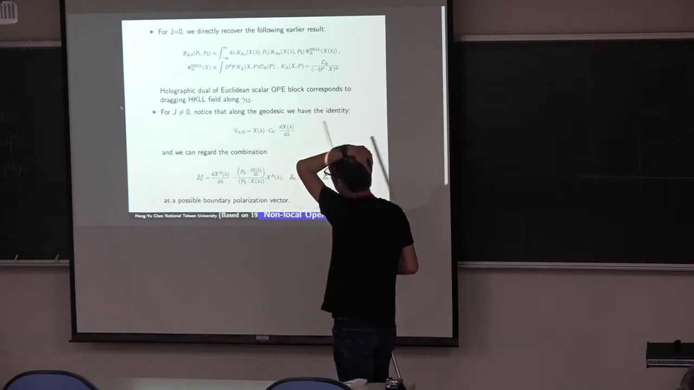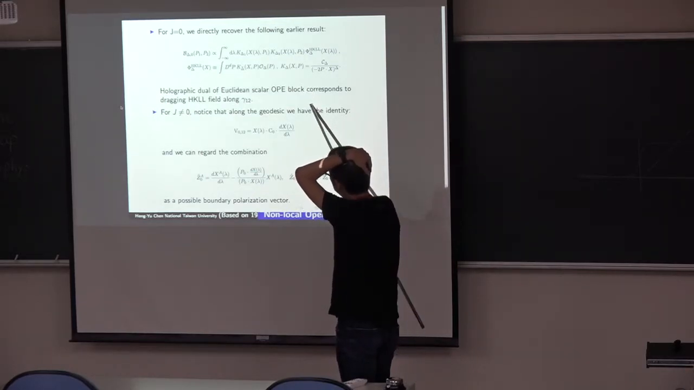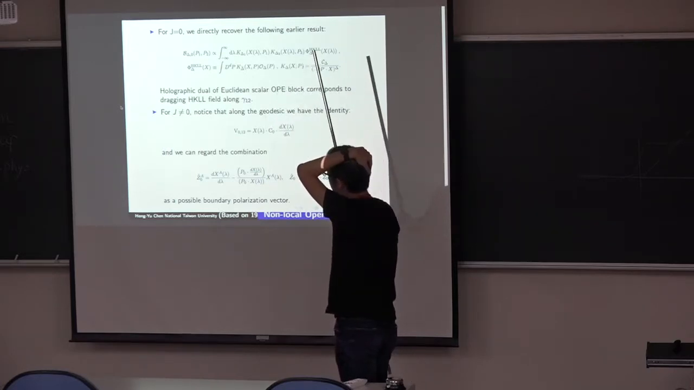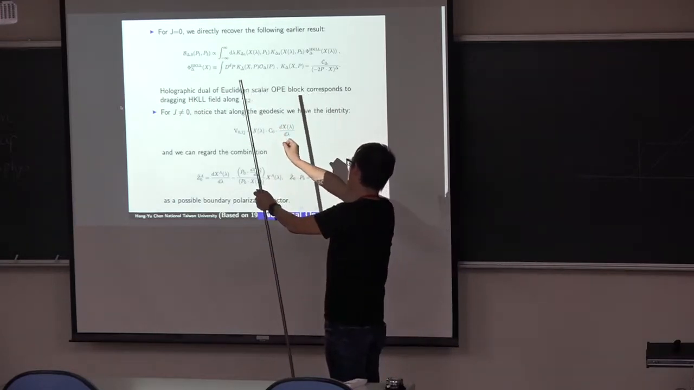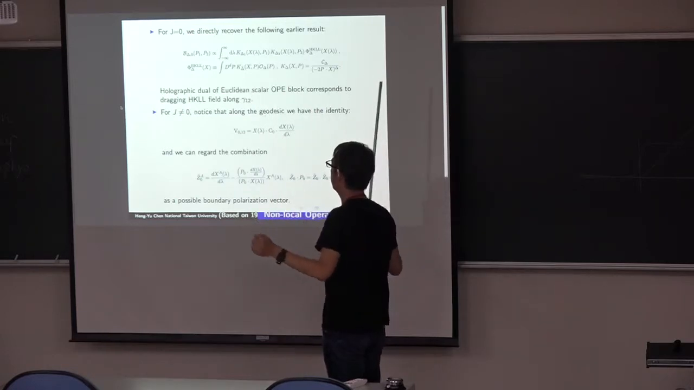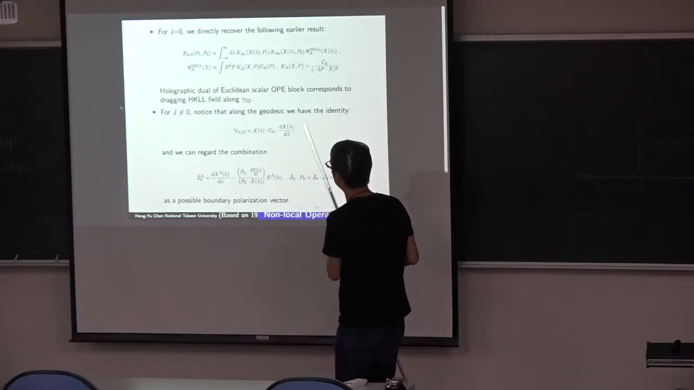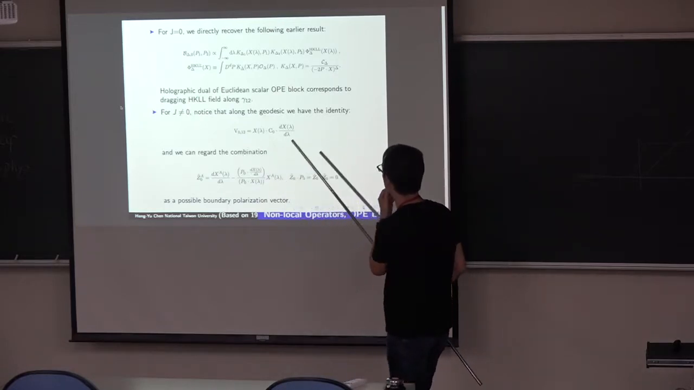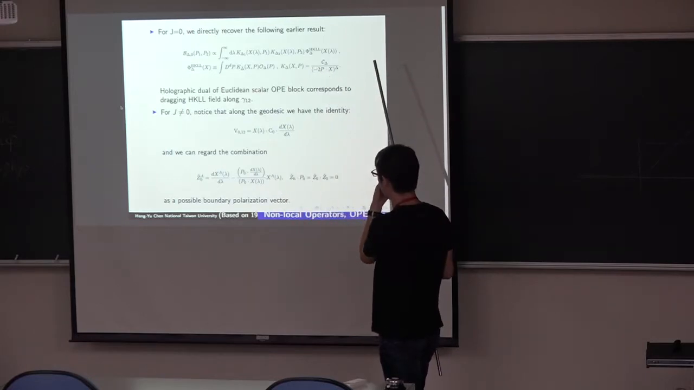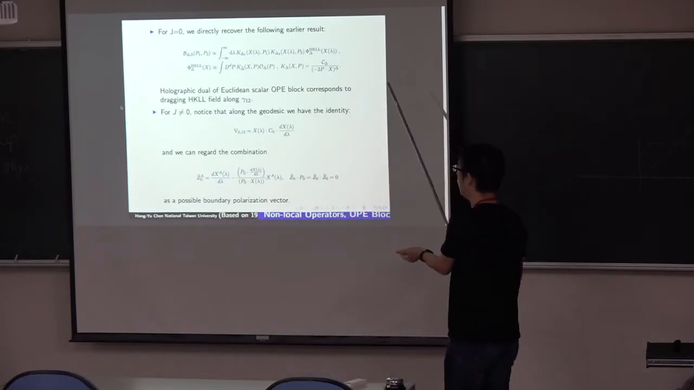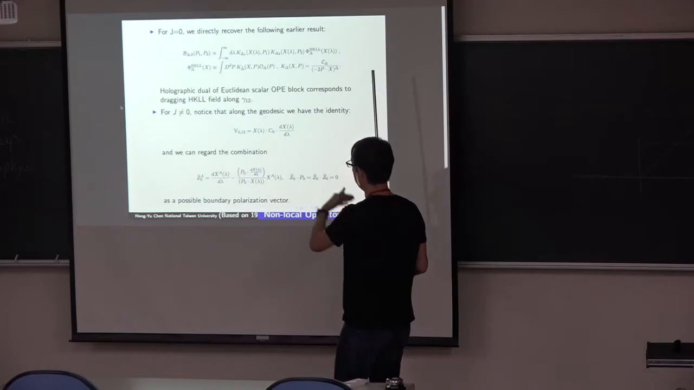So the clean statement we are making here, which was one of the main statements that people were making, is that the holographic dual of this OPE block, both in the Euclidean and Lorentzian signature, corresponds essentially to dragging this HKLL field along the geodesic. They make quite a big deal out of it, but maybe I'm not doing a very good justice to this. It's really just dropping out very naturally from the properties of those integrals. And furthermore, we can generalize this kind of statement to arbitrary spin almost for free from the expression previously.